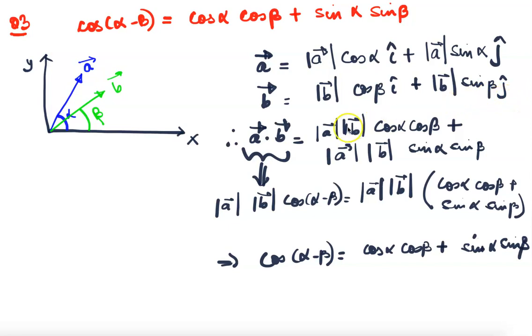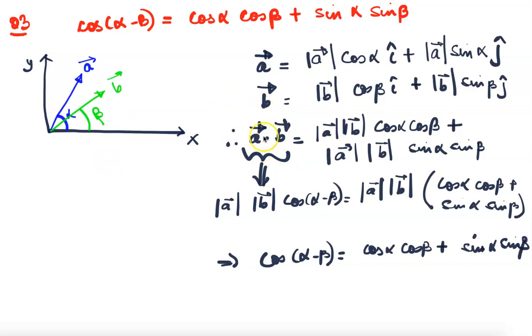So let's do the product A dot B. If I do a dot product of these two vectors, it will be the multiplication of these two, which is AB cos alpha cos beta, plus the component along the y-axis, which is AB sin alpha sin beta. Remember how to solve A dot B.